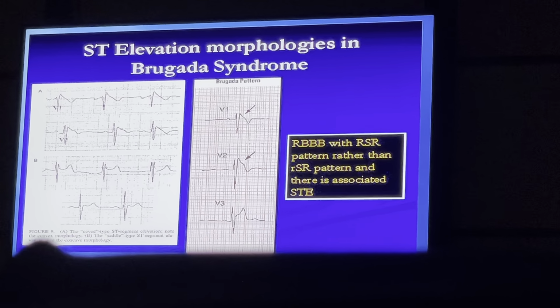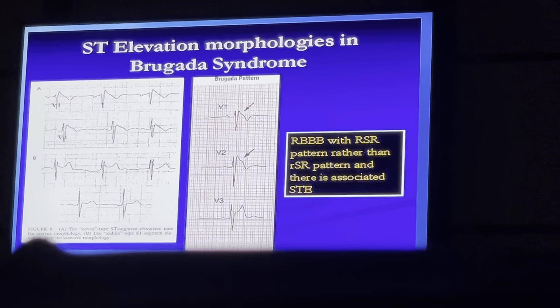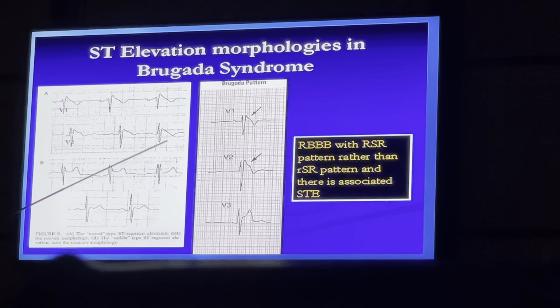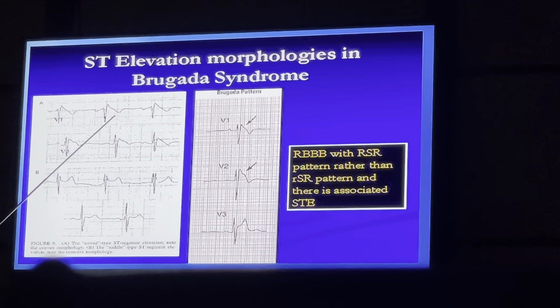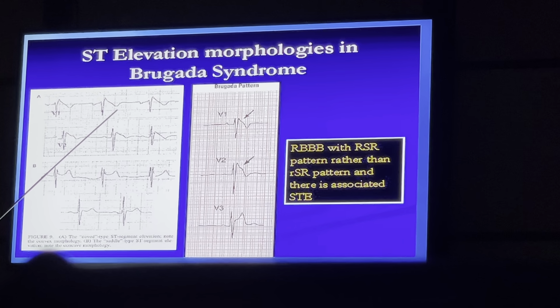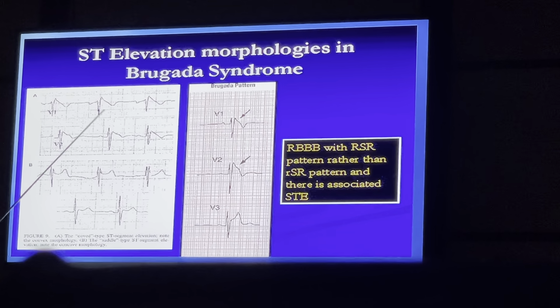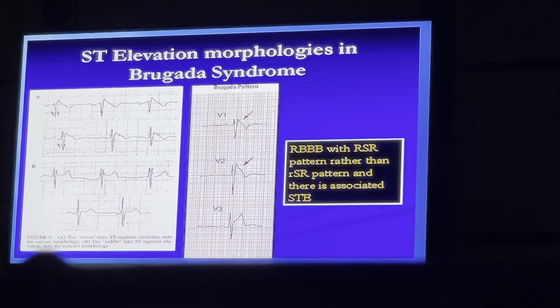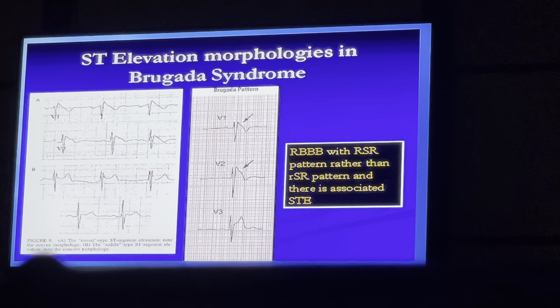So there's another cause of ST elevation. What is this? This is Brugada. You can see this is a right bundle branch pattern, but the ST segment is coved. So we call it Brugada syndrome. Next.